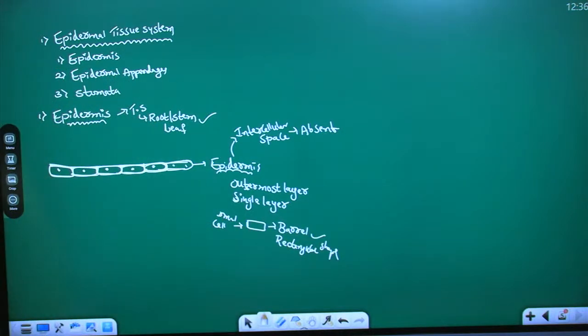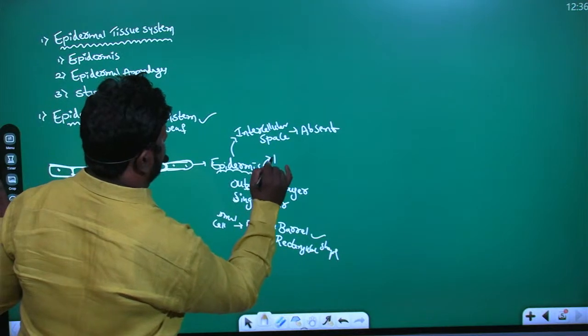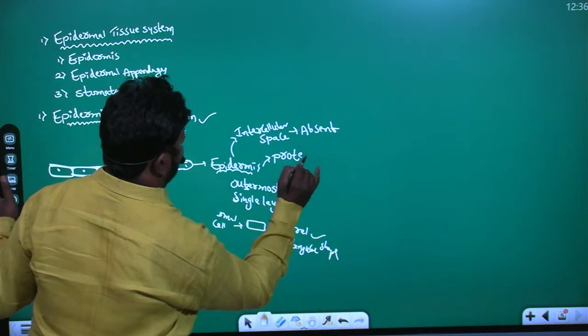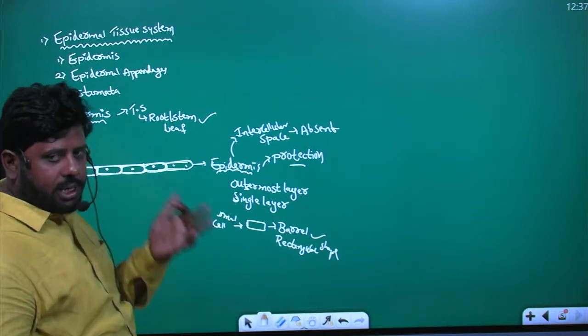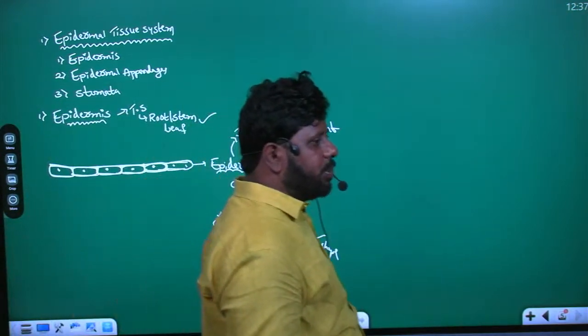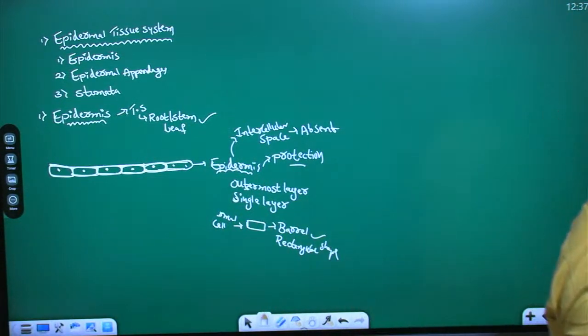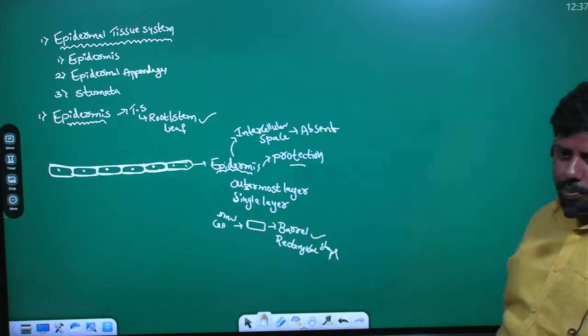The cells are arranged very closely or compactly, that's why intercellular spaces are absent. Is it the outermost layer or innermost layer? Outermost layer. That's why the epidermis function is protection. The outer layer protects the inner ones. So epidermis is the outermost layer, that's why epidermis plays an important role in protection.